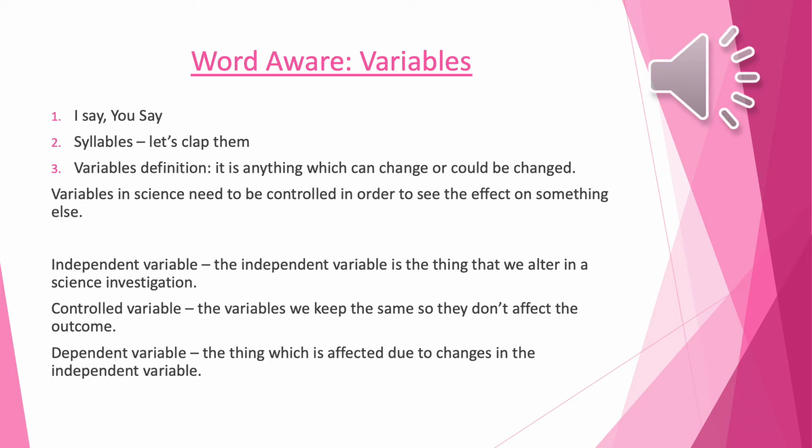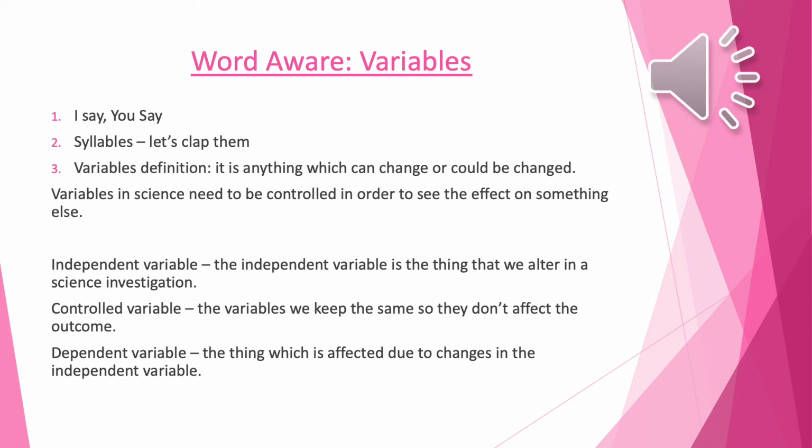So there are three types of variables. We have an independent variable. This is the thing that we change, we alter in a science investigation. So that is the thing that we're going to change because only one thing can change in order to make it a fair test. So that's one thing.